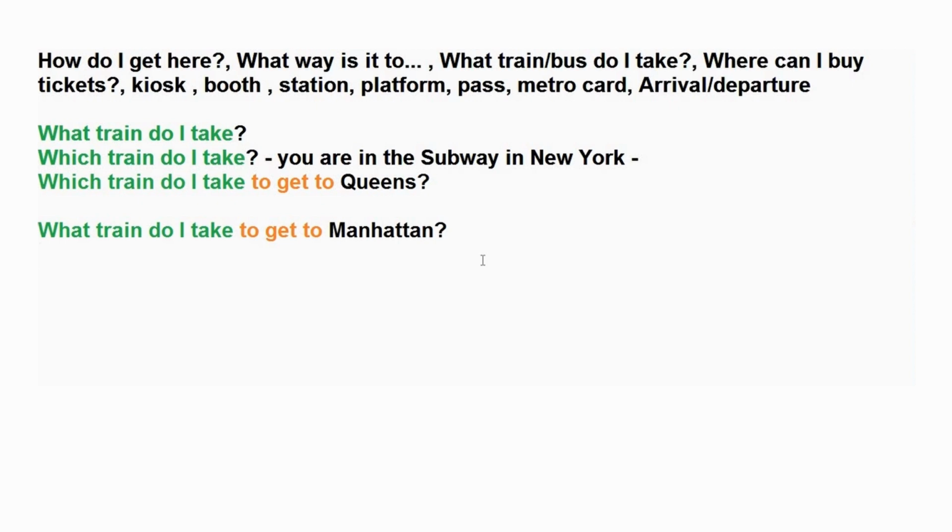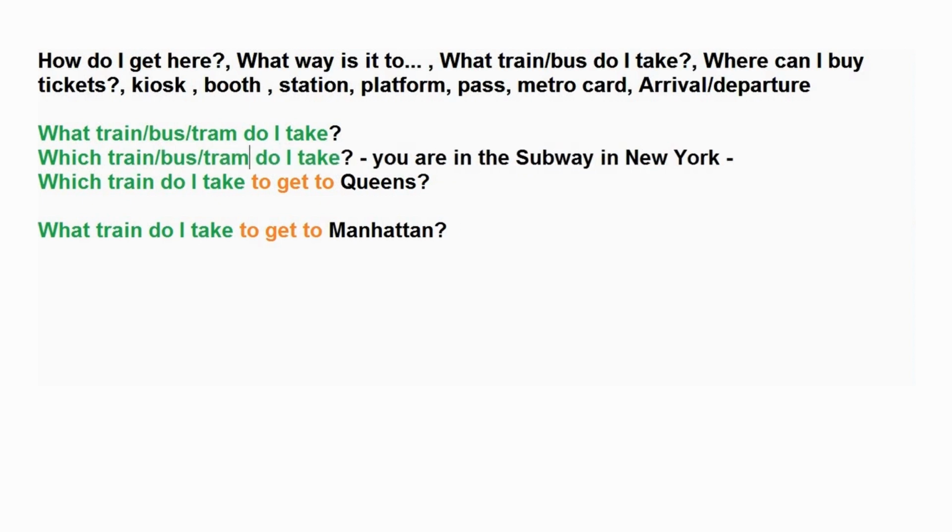I'm trying to think here, though. You can also do bus, like train or bus, honestly. So also bus or tram, like in San Francisco. Okay, so you can do a bunch of different things. I'll just give you more examples, okay, so you guys really can see it. What bus do I take to get downtown? Okay, downtown is like the center of the city. Okay, what bus do I take to get downtown?